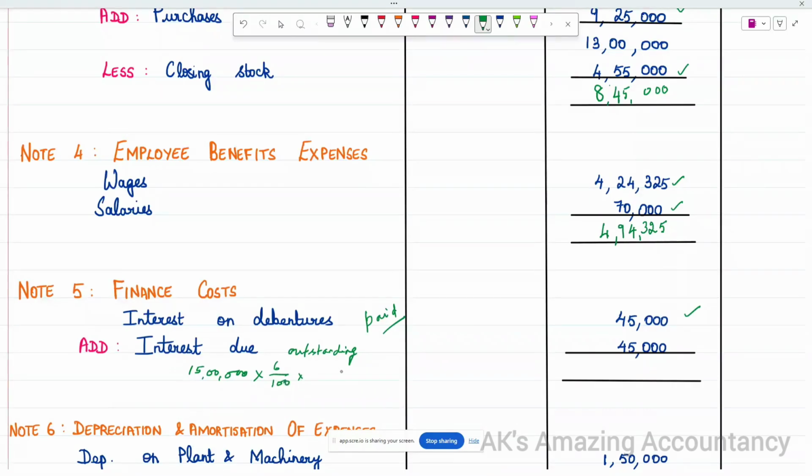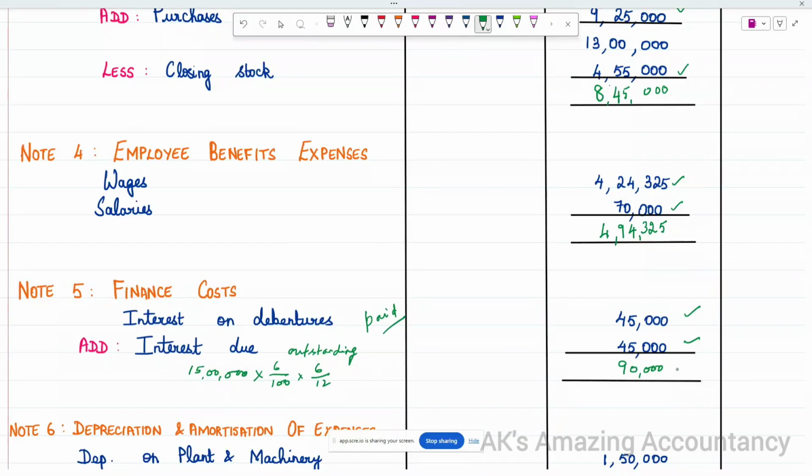Half year it is given, isn't it? So which means 6 months. 6 months debenture interest is outstanding. So it will be 6 by 12. So calculate this and see 15 lakhs into 6 by 100 into 6 by 12. That will give you 45,000. So when you add these two amounts together, you will be getting 90,000. So note 5, finance cost will be 90,000.